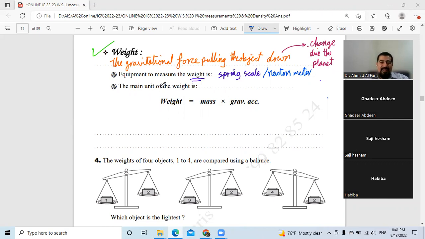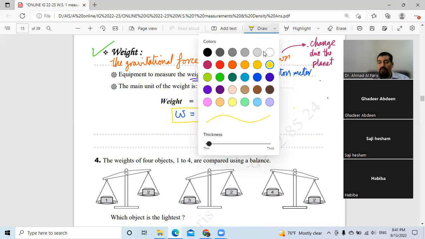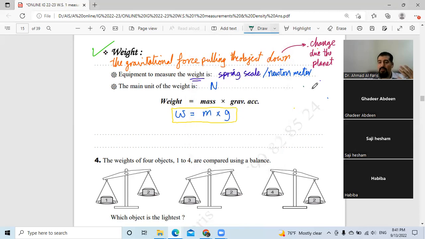Another thing, the main unit of weight is what? Newtons. So we know the formula: weight equals mass multiplied by gravitational acceleration, or gravitational field strength. This formula tells us that weight and mass are not the same thing. We make a mistake and ask each one, how much is your weight? But that's not correct. How much is your mass? This is the correct question, answered in kilograms or in pounds.